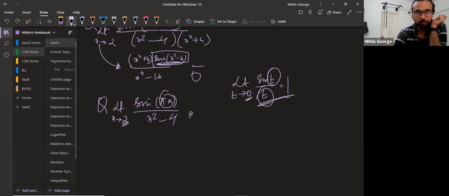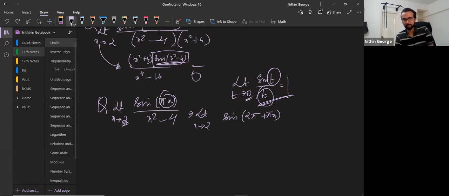So what can I do here? I can write sine of pi x as sine of 2 pi plus pi x. Sine theta and sine of 2 pi plus theta are the same thing, as is sine of 4 pi plus theta and so on. But when I put x tends to 2, what's the problem? It does not become 0.